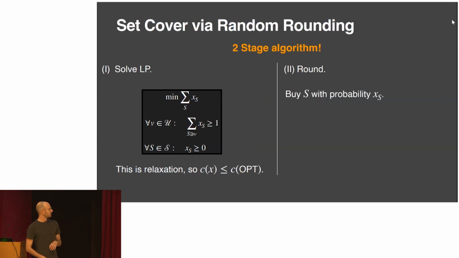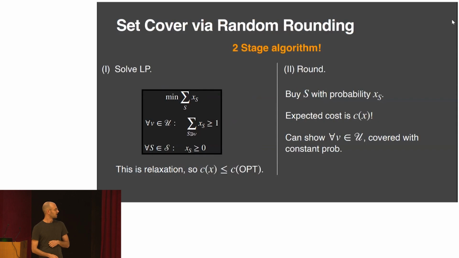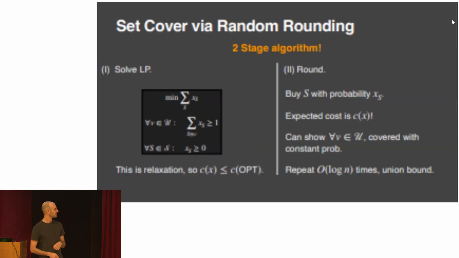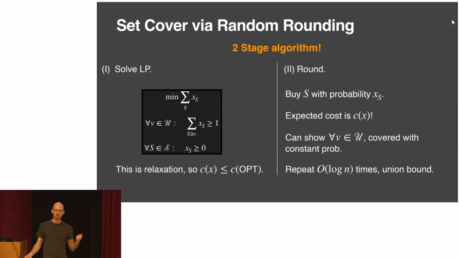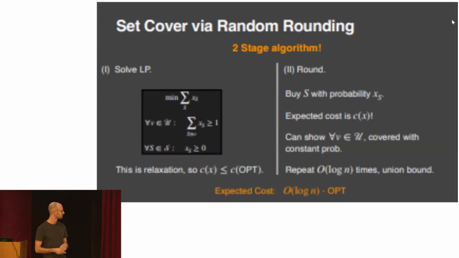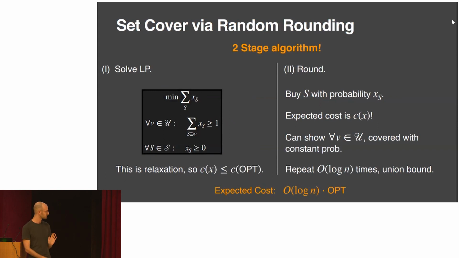Great. Now, that's not a legit solution, it's a fractional solution, so we'll just buy every set with probability x_S. If you do this, the expected cost is exactly the value of the LP. You're not going to be exactly feasible, but every element, every constraint, is going to be satisfied with constant probability. So if I boost this probability by log n, I can union bound over the constraints and satisfy all the constraints with high probability, and I'm done. Okay, so this gives an algorithm with expected cost log n times OPT. The log n came from the rounding.